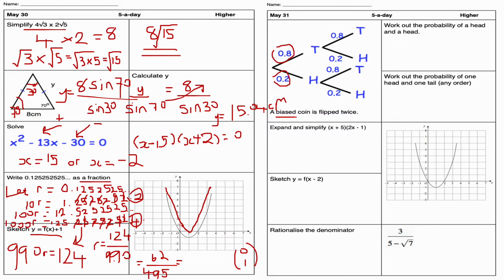It's actually 4 times as likely to get a tails than it is to get a heads on this particular coin. Work out the probability of getting a head and a head. Well, it's 0.2 times 0.2, which is 0.04.